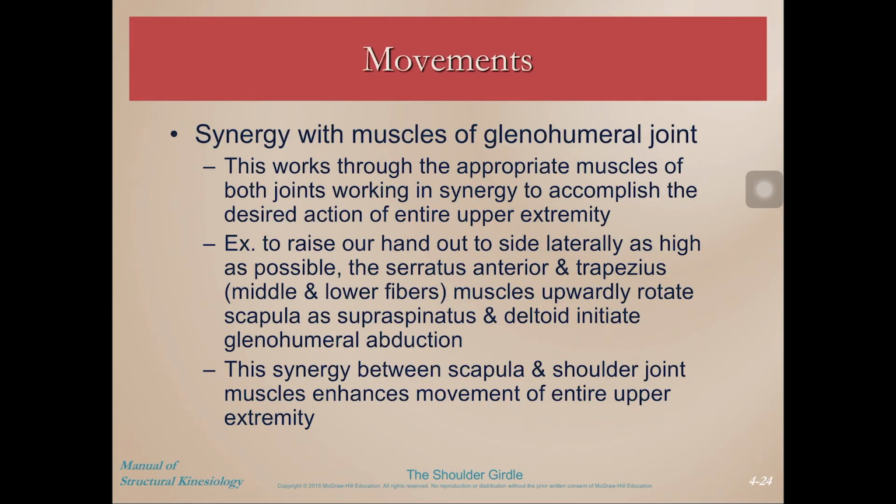Anything over that, and now we're starting to get into that scapular movement. So in order to accomplish this, muscles from both of these joints, the shoulder joint and the shoulder girdle, or the scapulothoracic joint, have to work together in order to complete the desired action of the upper extremity. So muscles of both joints working in synergy. For example, when you raise your hand out to the side laterally as high as possible, going through full range of motion shoulder abduction, serratus anterior and trapezius, the middle and lower fibers of the trapezius, not the upper fibers, upwardly rotate the scapula, while supraspinatus, one of the rotator cuff muscles, and the deltoid initiate glenohumeral abduction.